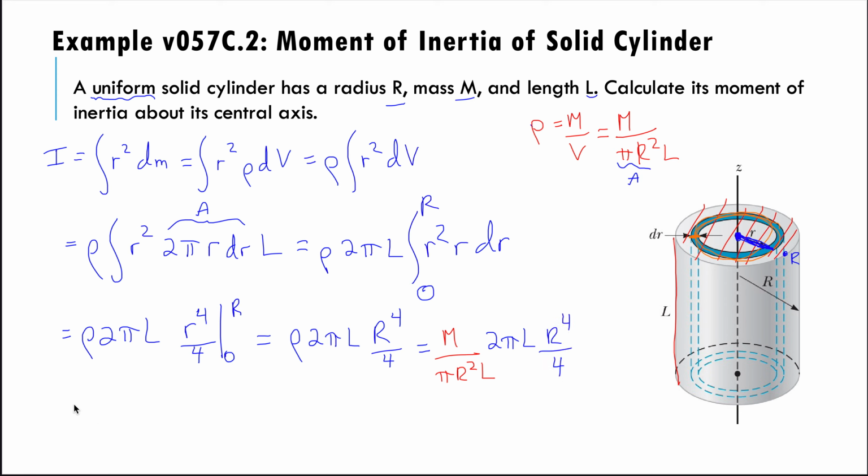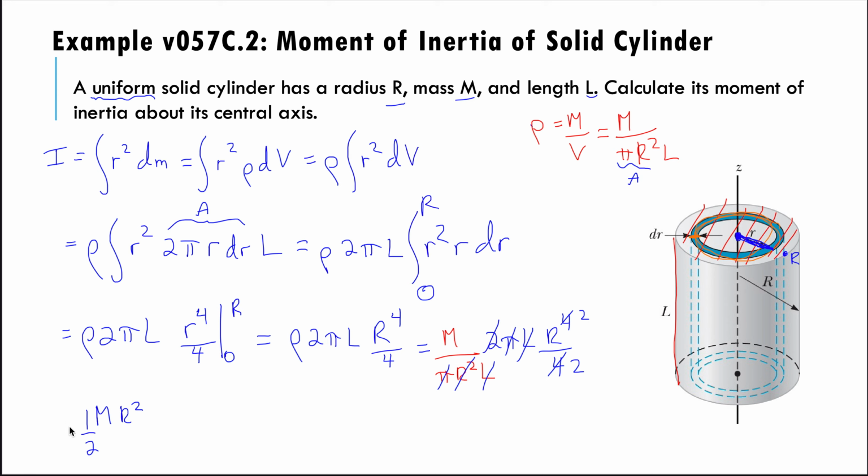And now we just need to simplify. We're going to cancel out the R squared to get a 2 here. We're going to cancel out the L's. We're going to cancel out this 2 to get 2 here. We're going to cancel out the pi's. Lots of things are canceling out. Let's see what we're left with. We're left with M R squared over 2. So 1/2 M R squared.